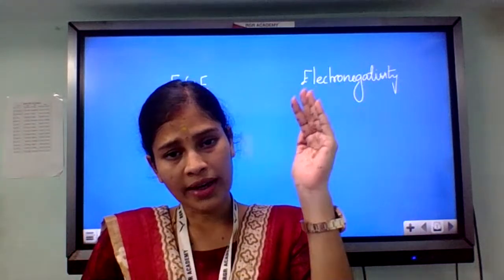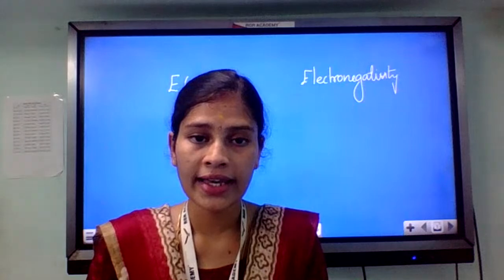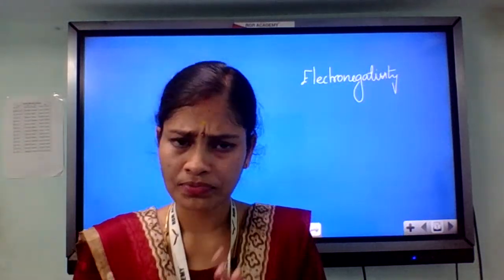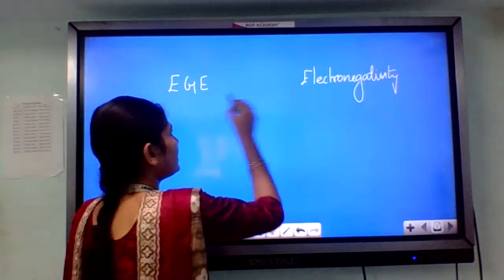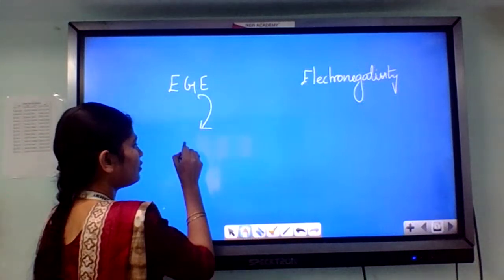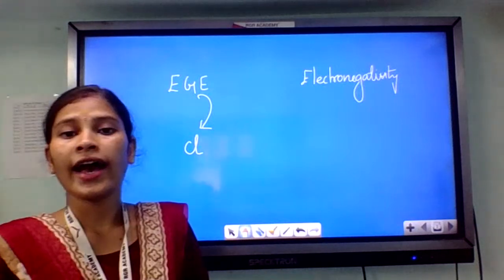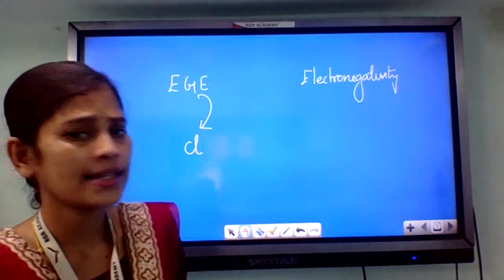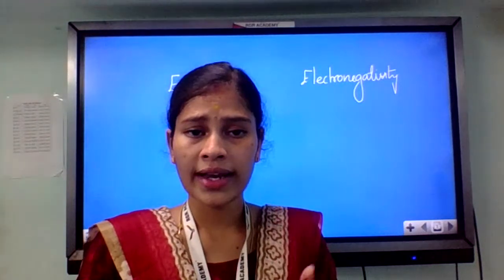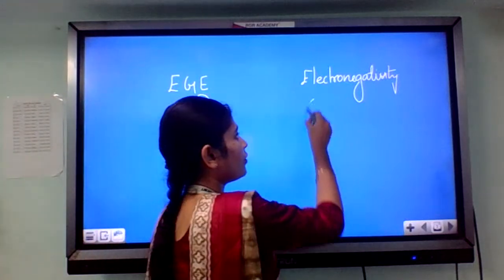So if we compare within the halogen group, which will have higher electron gain enthalpy? Many of the students will commit this mistake. So electron gain enthalpy is greater for chlorine. Chlorine has more electron gain enthalpy. You know the reason? Because of the less repulsion. Many students will write fluorine for this one. But actually electronegativity is greater for fluorine.